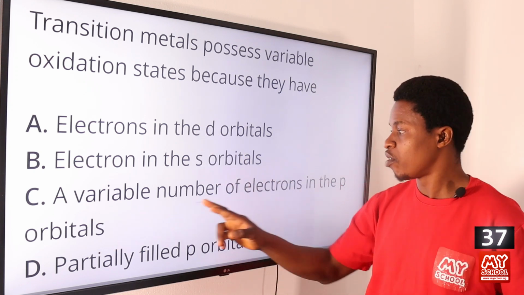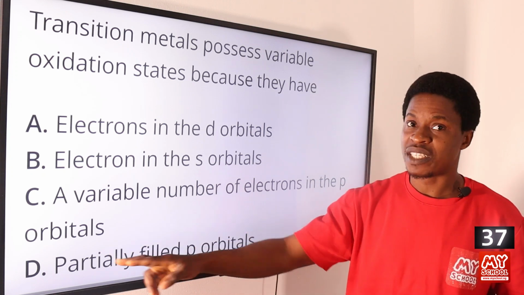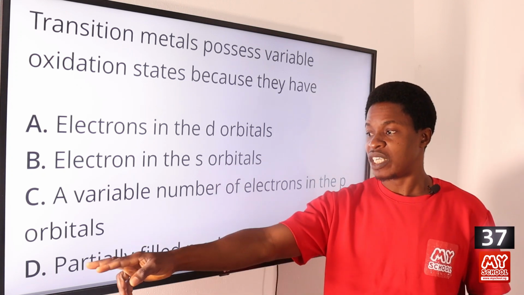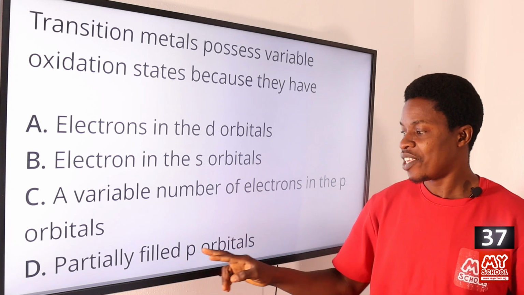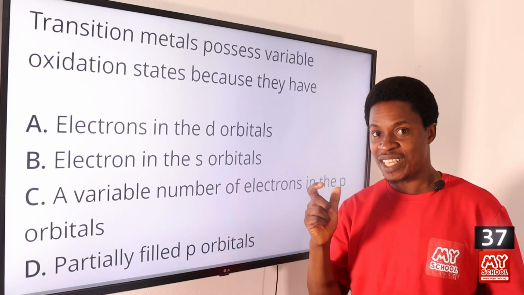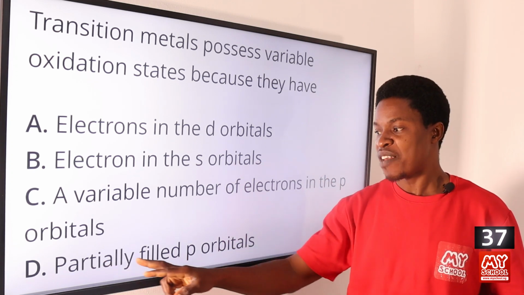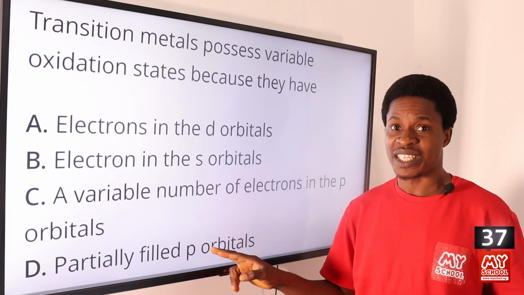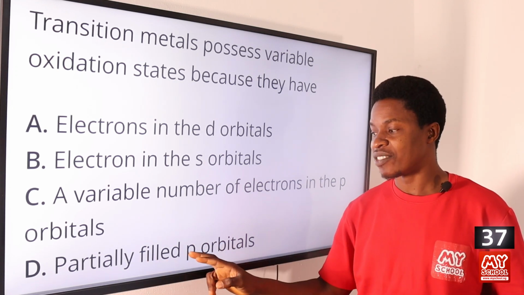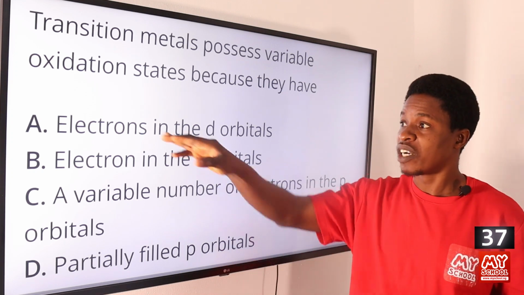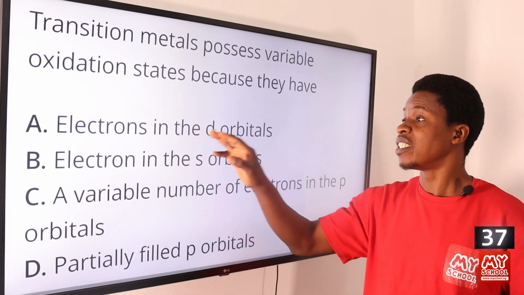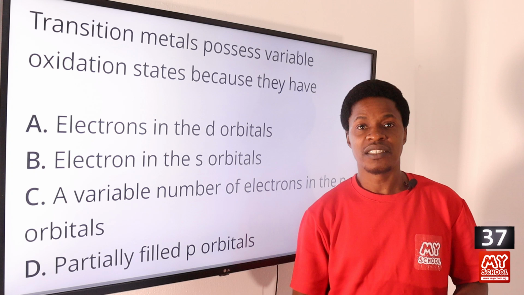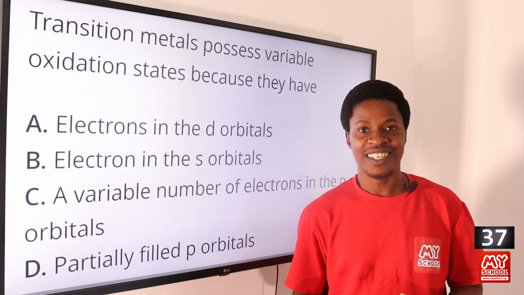Option C says a variable number of electrons in the p orbitals. Not the p orbitals. Option D says partially filled p orbitals. That's a little bit tricky. Partially filled d orbitals would have been right, but not the p orbitals. It is the d orbital that is partially filled. So option A says electrons in the d orbitals. Based on that, the correct answer is option A.